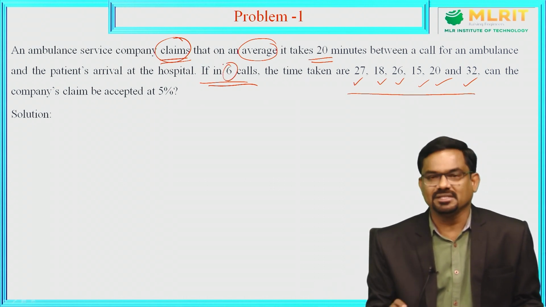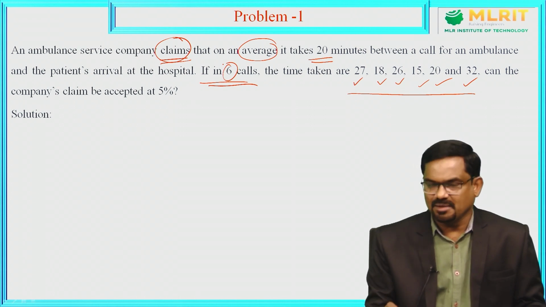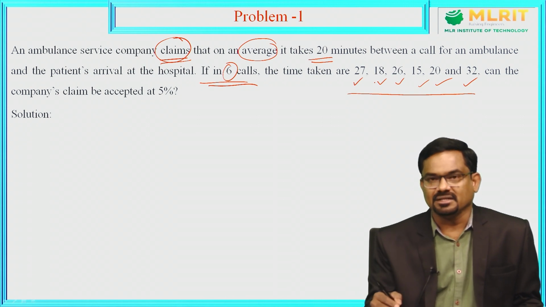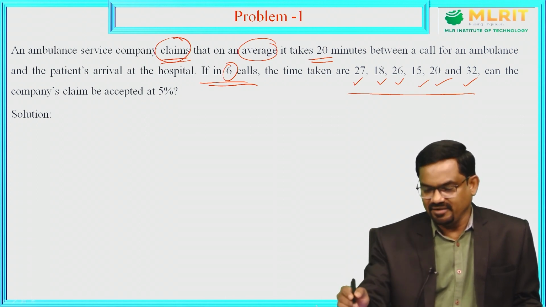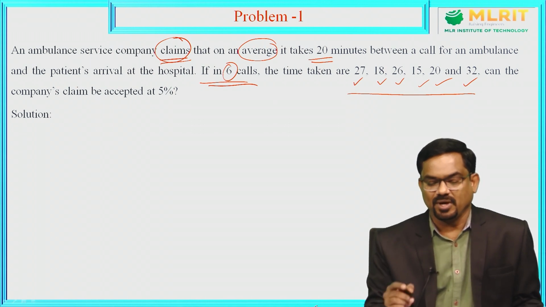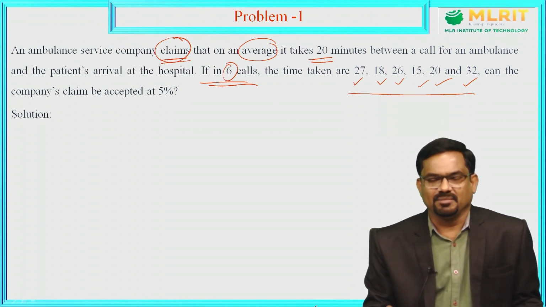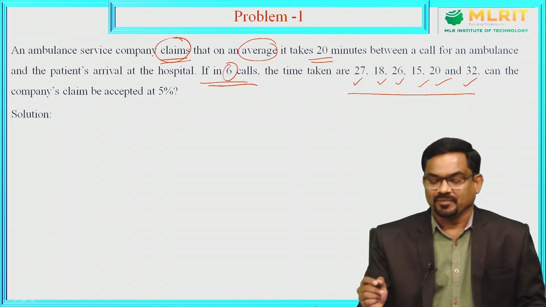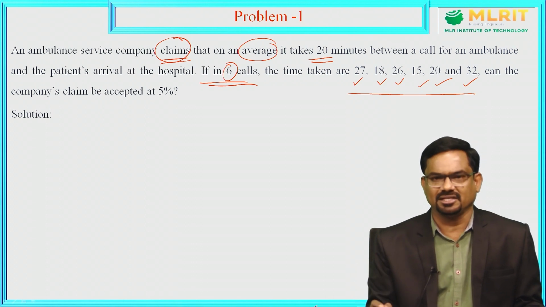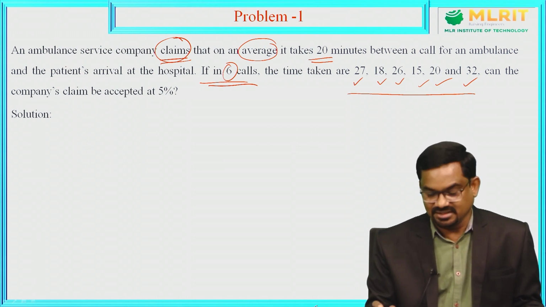Since the sample is small, in some problems the data will be given. We need to calculate the mean and standard deviation of this sample, and then we test the hypothesis whether to accept the company's claim or not. Whereas in large sample problems, since the sample size is greater than 30, the mean and standard deviation of the sample will be given in the problem itself. In the case of small samples, we need to calculate them if the data is given.